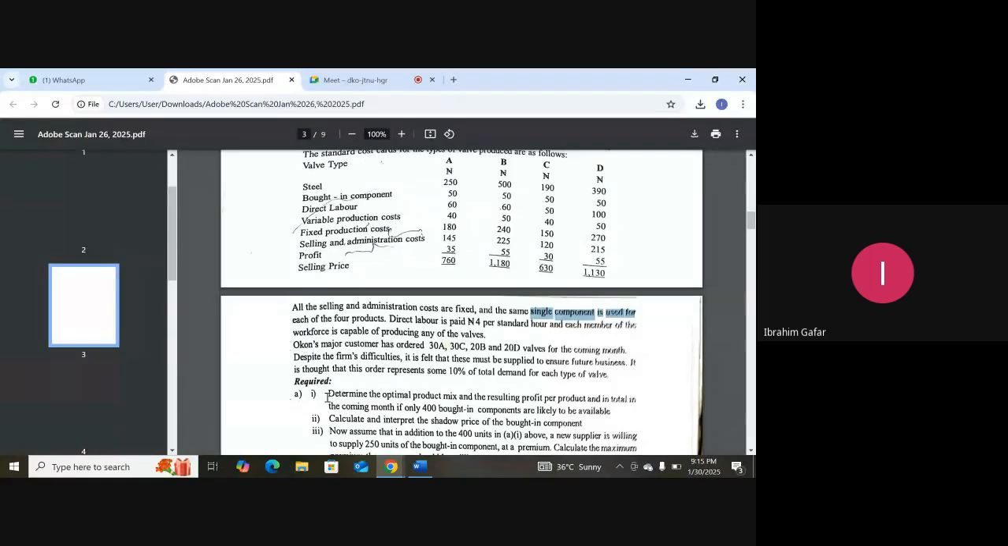Look at it. They said determine the optimal production mix and the resulting profit per product, and in total in the coming month if only 400 bought-in components are likely to be available. You can see that the component is your limiting factor as well, because they said it is only 400 bought-in components that are likely to be available. Are we together? Yes, sir. So it shows that it is only 400 that is available.